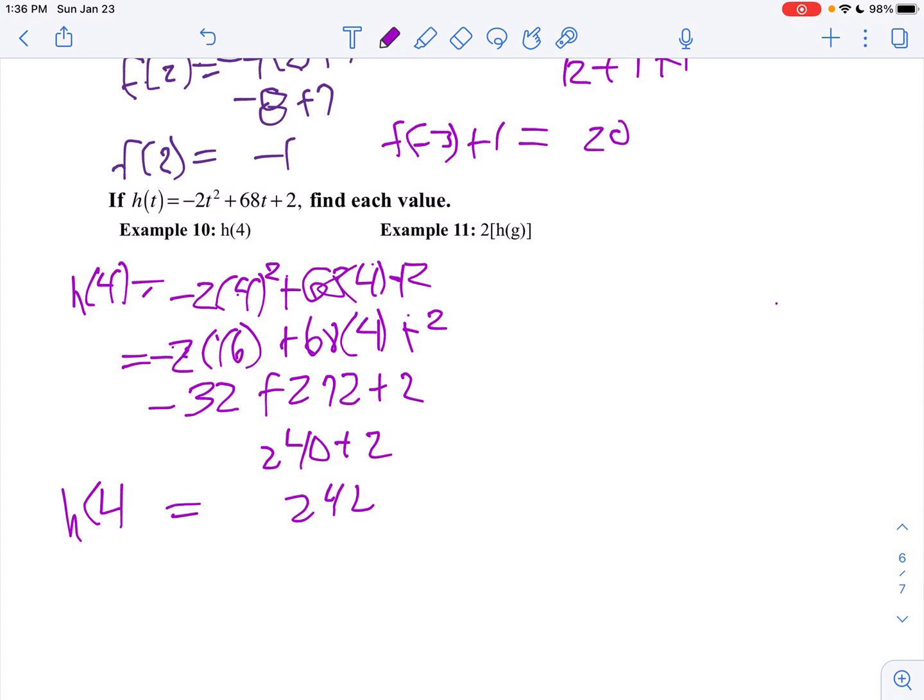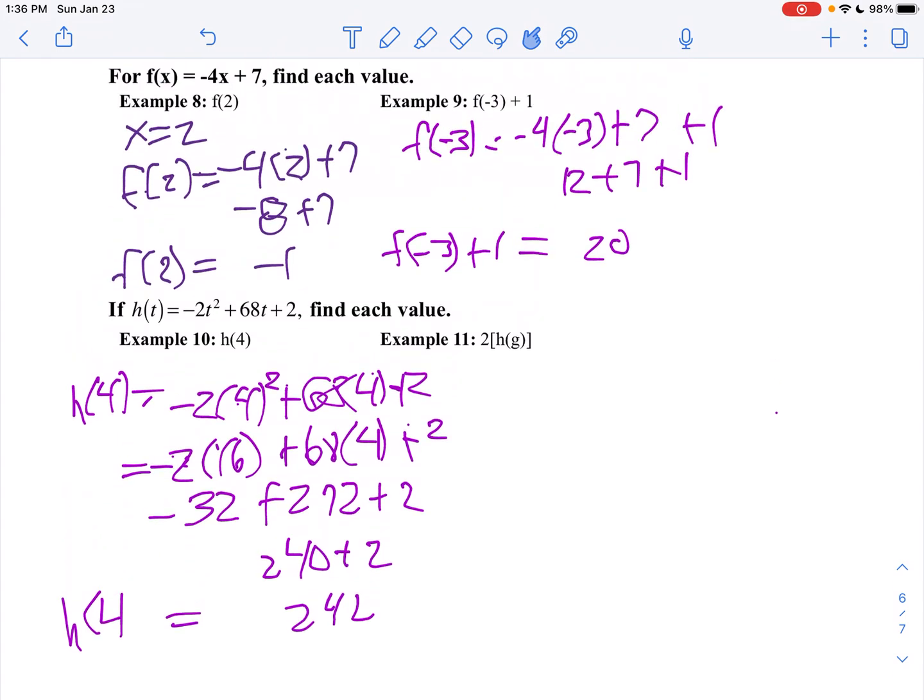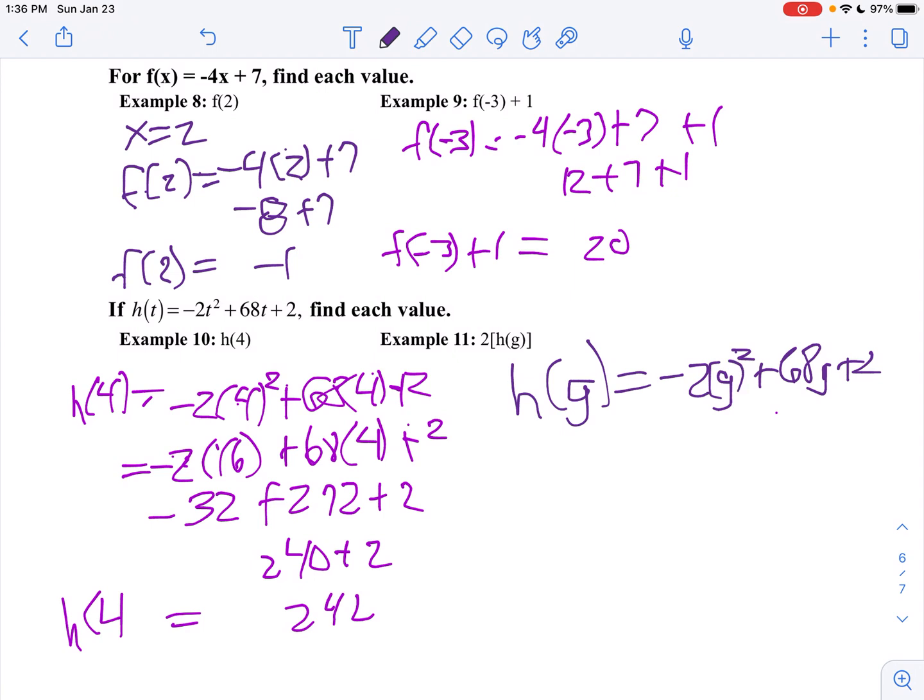Now example 4, that one looks a little bit different, doesn't it? So we're going to start here, and it's kind of confusing because we're finding h of g. What the heck does that mean? Well, that means instead of writing t, I'm going to write g. So first I'm going to find h of g. I'm going to work myself from the inside out. Finding h of g should be simple, but for some reason, a lot of people find it confusing. Instead of writing t, I'm going to write g. So I'm going to say negative 2 times g squared plus 68 times g plus 2. And there's nothing wrong with putting the g in parentheses, by the way.